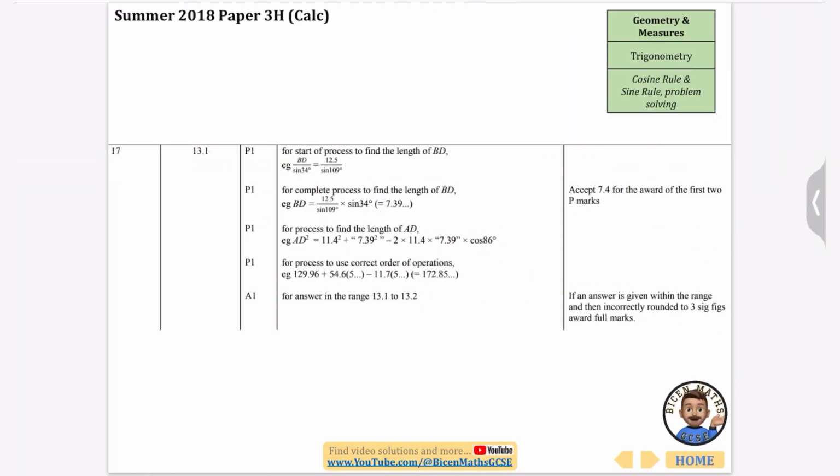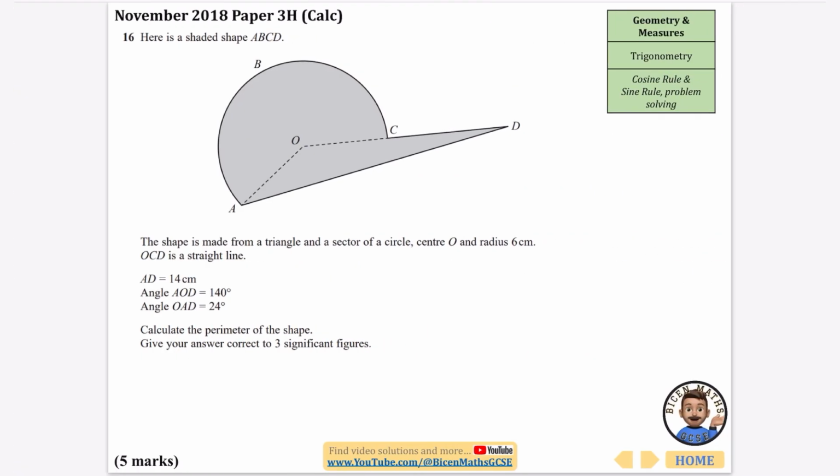Let's double check to see that we've got this one right, please. So we do have 13.1, and you'll see in the process that we've got the sine rule followed by the cosine rule down here.